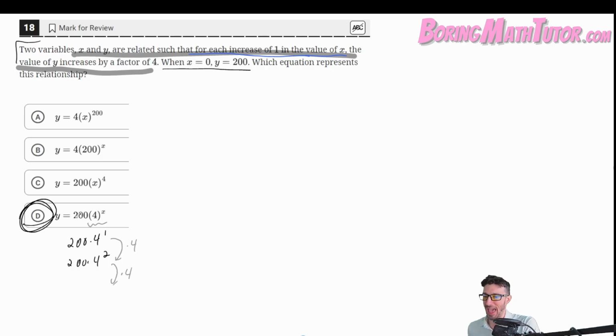So the answer has to be D. It's the only one that has a 4 underneath the x. That's the only way that that's going to happen. You could go check the other ones and see that it's not going to give you that same kind of pattern. And yeah, will y equal 200 when x is equal to 0? It will. That's true. 200 times 4 to the 0 means 200 times 1. So yep, that's 200. That's our answer right there, D.